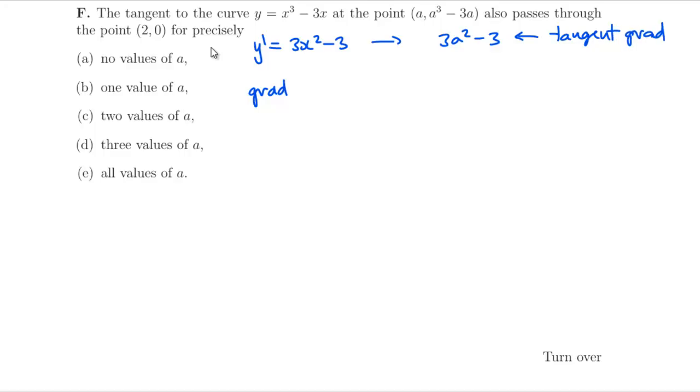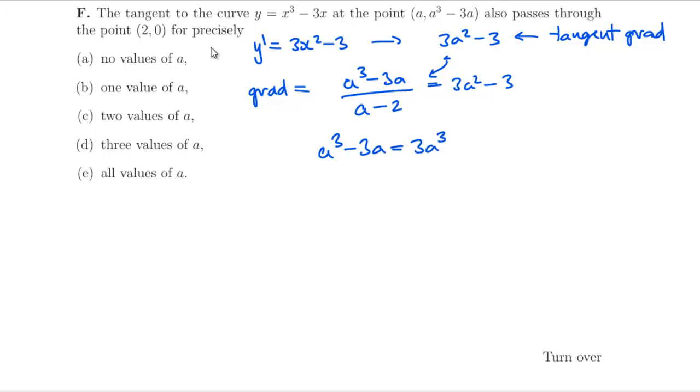And the gradient between 2 points is going to be change in y, which is a cubed minus 3a, well, minus 0, over change in x, a minus 2. So these things need to be equal to each other. We need to have the same gradient on both of them. So 3a squared minus 3 times a minus 2 equals a cubed minus 3a, which is 3a cubed minus 6a squared minus 3a plus 6.